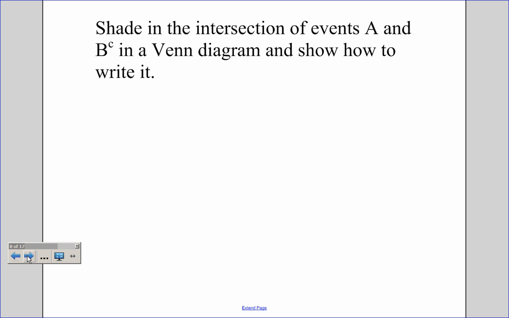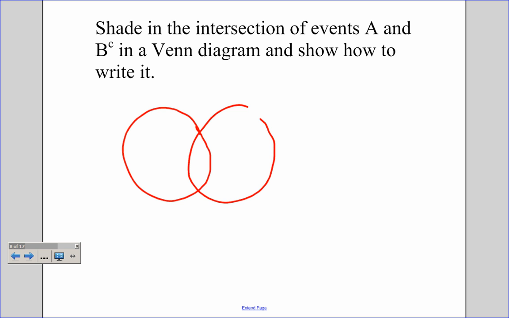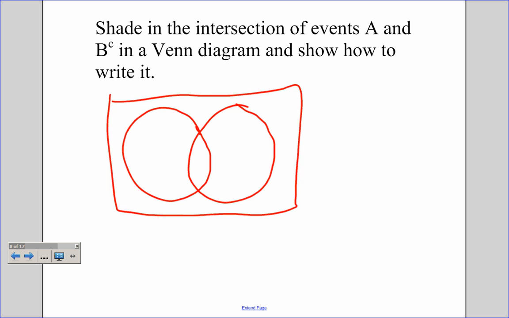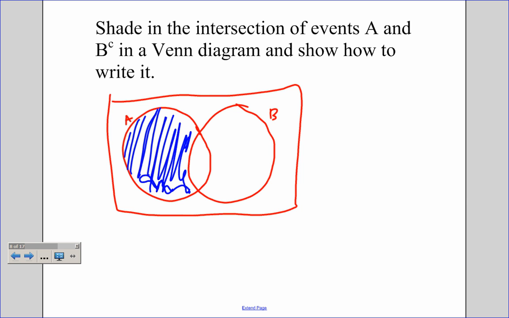Shade the intersection of A and B complement. So here's A, here's B, here's my Venn diagram. So you get A and B. It has to be inside of A, but it has to be outside of B. So if it's inside of A and outside of B, it has to be everything here, but not in the middle. So this is the intersection of A and B complement.